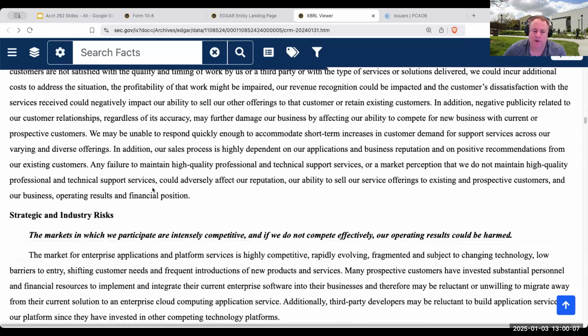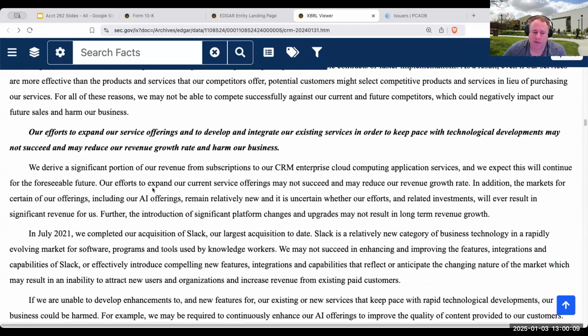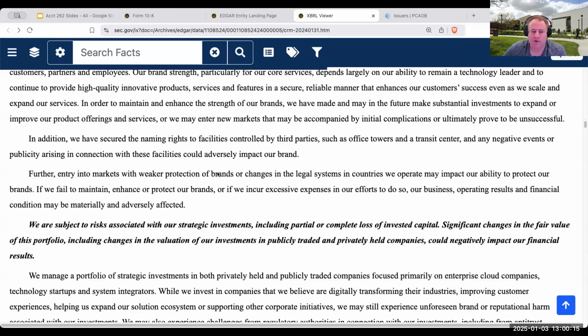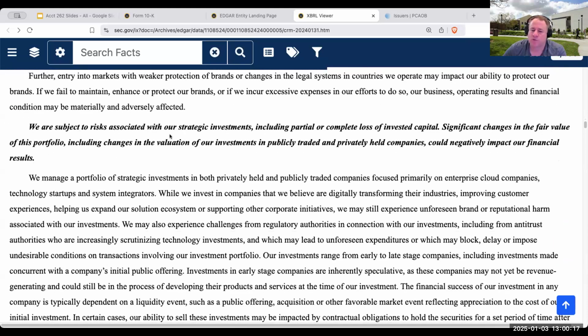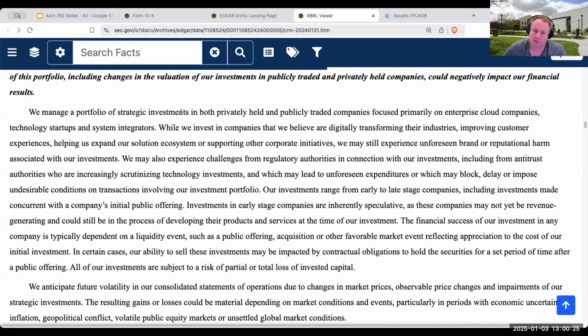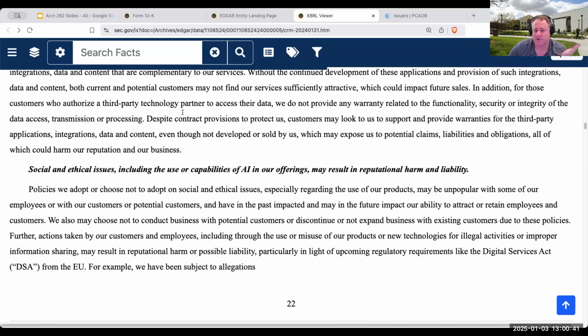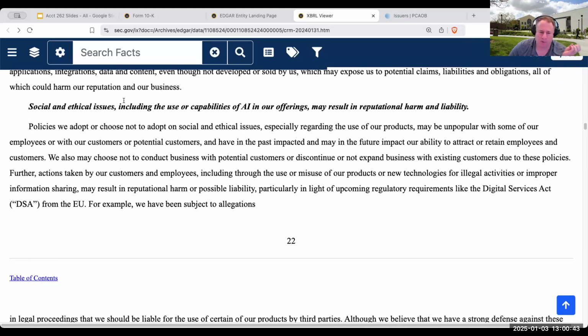So as you look at this, strategic and industry risks, over here, our ability to maintain and enhance our brands. We're subject to risks associated with our strategic investments, including partial or complete loss of invested capital. So we manage a portfolio of strategic investments in both privately held and publicly traded companies focused primarily on enterprise cloud companies. So similar to Amazon investing in Rivian, I think Amazon wrote off a pretty big chunk of that amount soon after they went public.